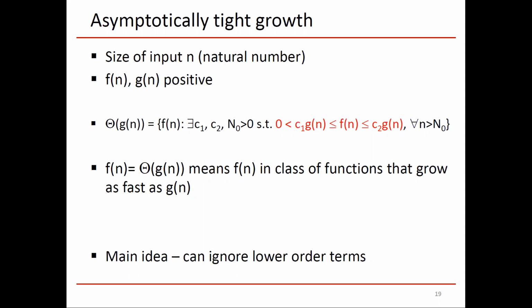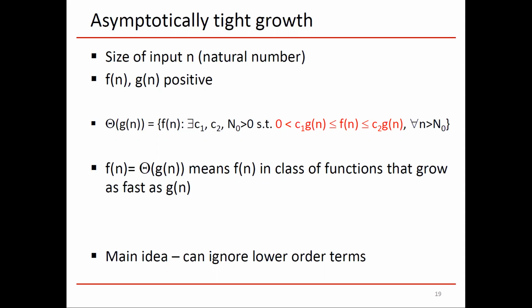N is going to be the size of the input. It's going to be a natural number, positive typically. F of n and g of n are going to be positive functions. And when we're talking about resource consumption tends to be positive, right? And now the formal definition is as follows. Theta of g of n is a class of functions, okay? So we're talking about, intuitively, all the functions that grow asymptotically as quickly as g of n.